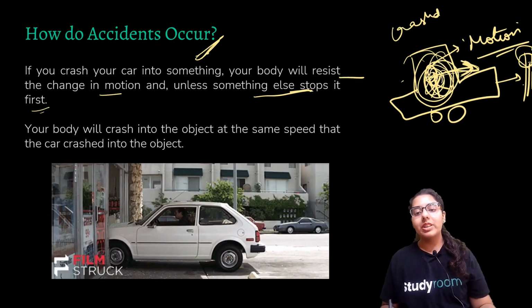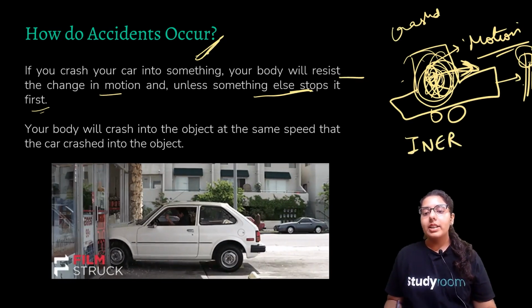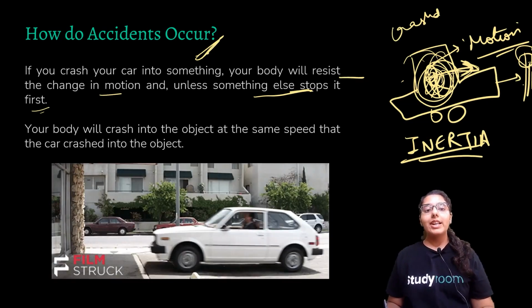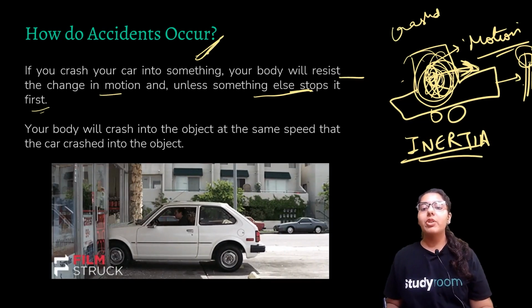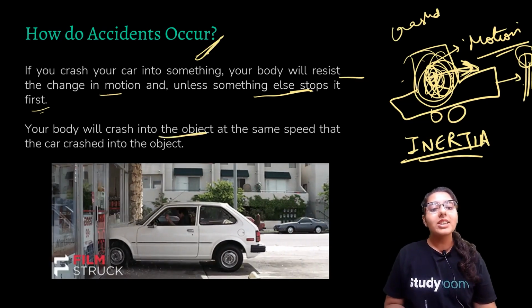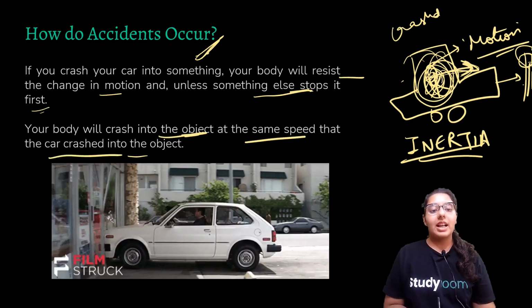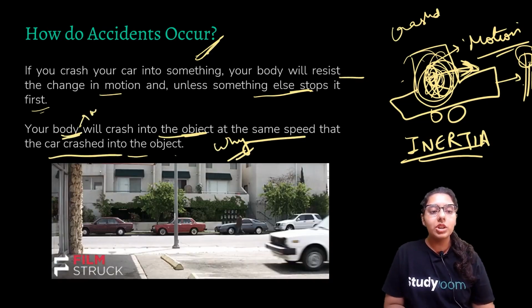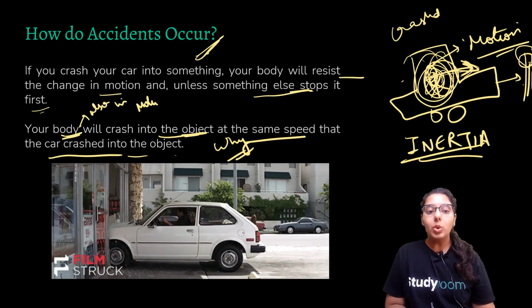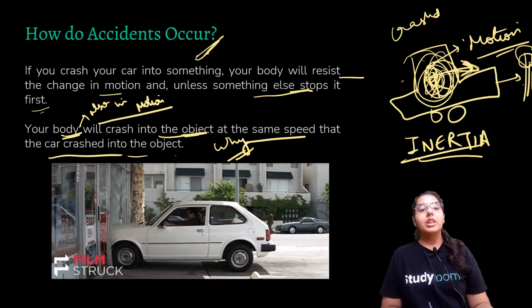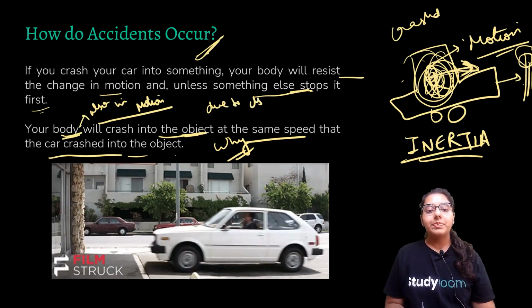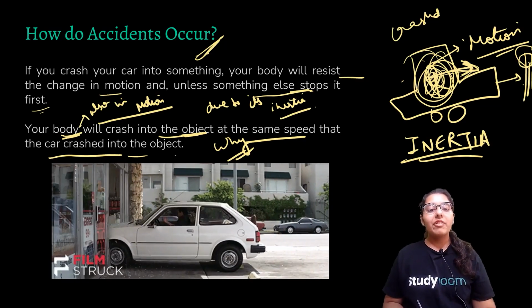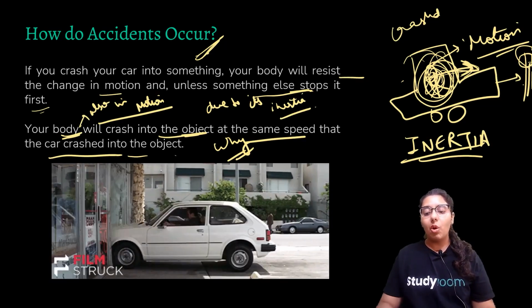So, there is a very good property of our body. We call it inertia. What is inertia? Inertia is a tendency to stay at rest if you are at rest, and a tendency to remain moving if you are moving. So your body will crash into the object at the same speed that the car crashed into the object. Why? Because when the car was in motion, you were sitting in the car, and your body was also in motion. And due to its inertia, when the car crashes, you also tend to move forward.